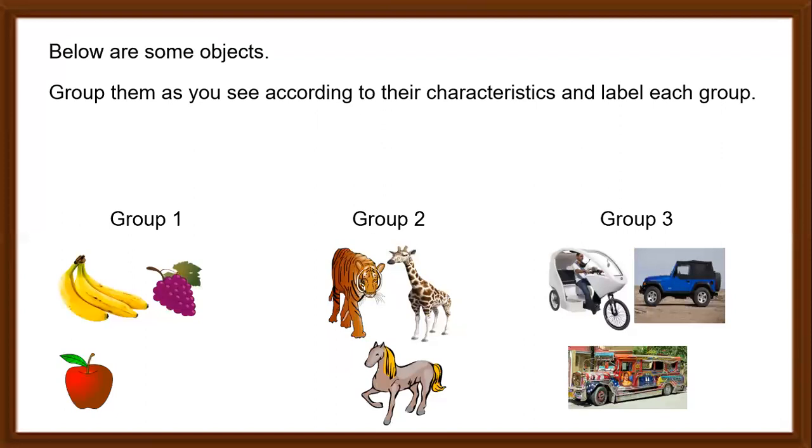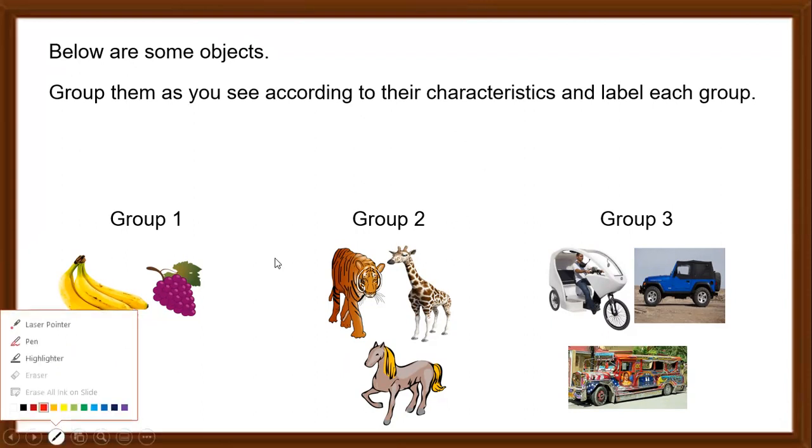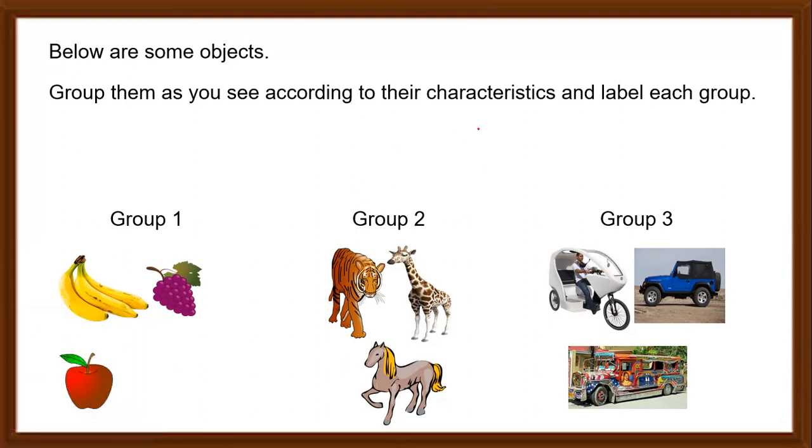Ano kaya ang tawag sa group 1 na yan? Ano naman ang tawag sa group 2? Ano naman ang tawag sa group 3? Because we are going to group according to their characteristics and label. Ano kaya ang tawag natin doon sa group 1 na to? Kung meron tayong banana, grapes, and apple. And also we have the pineapple. We can name that as a group of fruits.